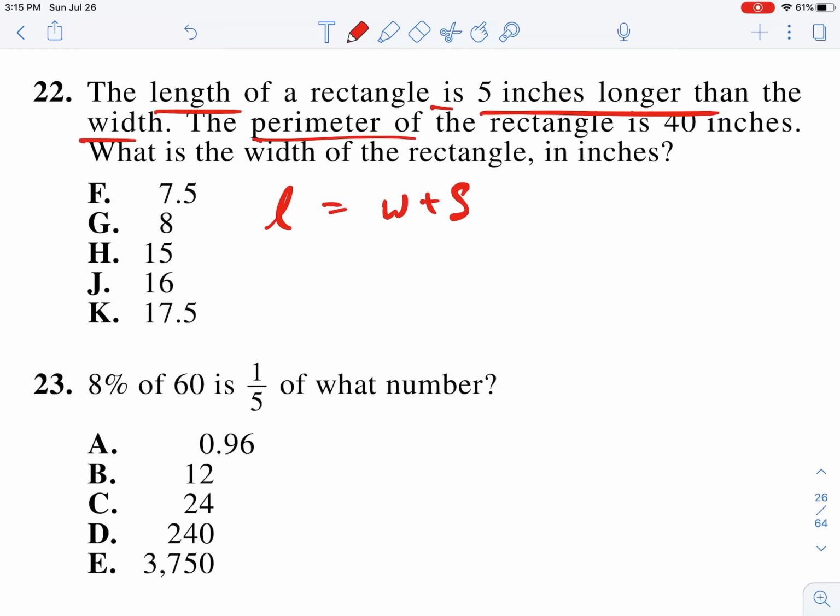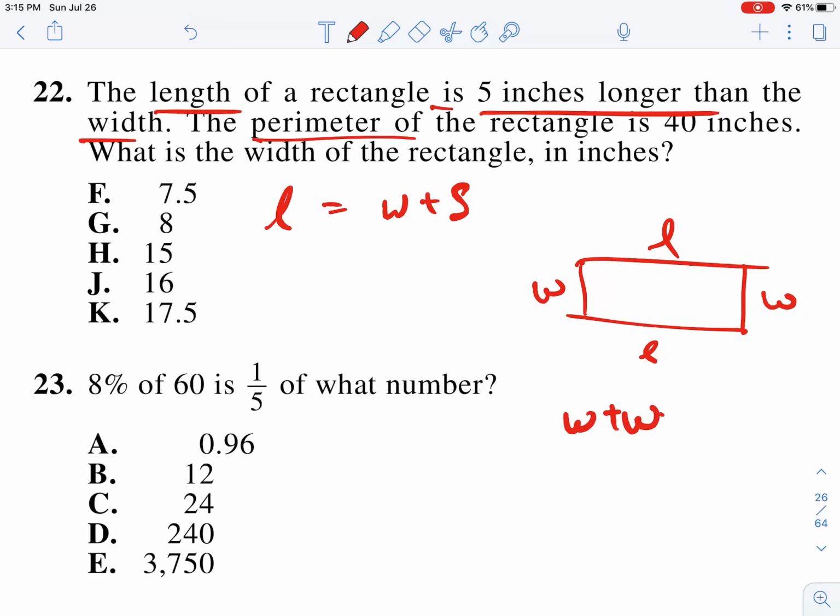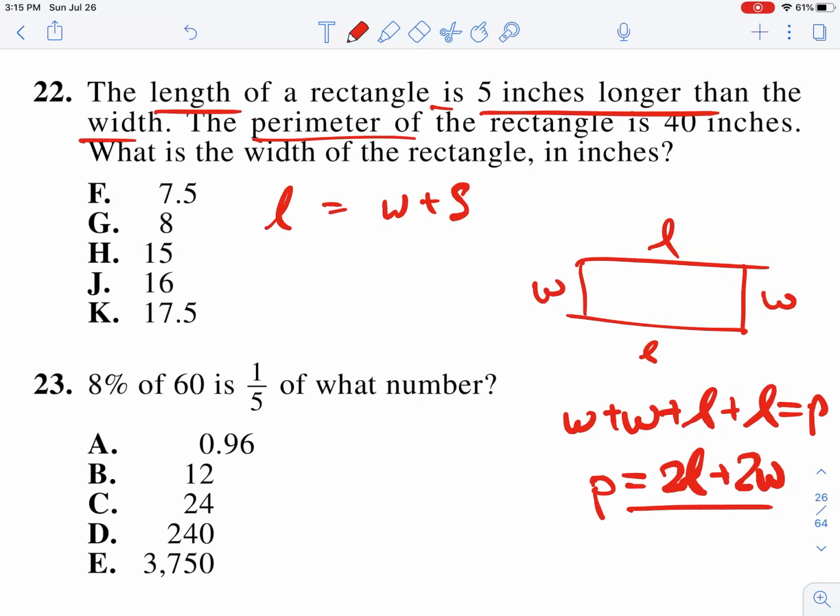Perimeter. How do we represent the perimeter? I could just say P equals 40. But now we have 3 variables, L, W, and P, and we don't really know how to solve for them because we only have 2 equations. So you need an equation for your perimeter, and you can use L and W to create it. If I draw out a rectangle, you'll see that this is L, this is L, this is W, this is W. So that's the same thing as P equals 2L plus 2W. We can use this and equate it to 40.